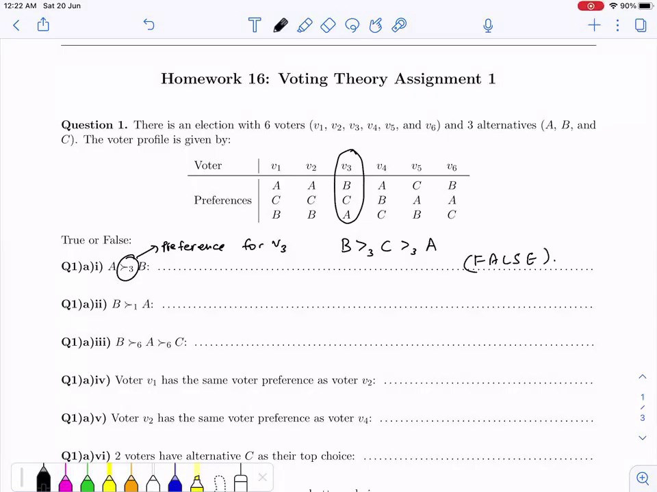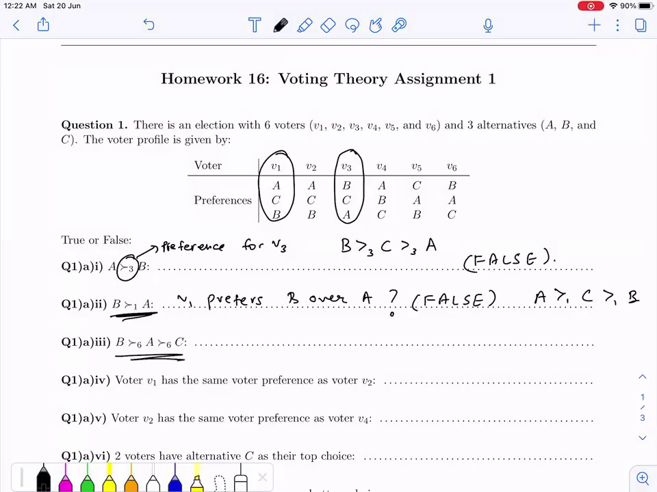The second part asks whether voter 1 prefers B over A. Let's look at voter 1 here, and clearly they prefer A over C over B. So this is false again, because voter 1 prefers A over C over B, not B over A.